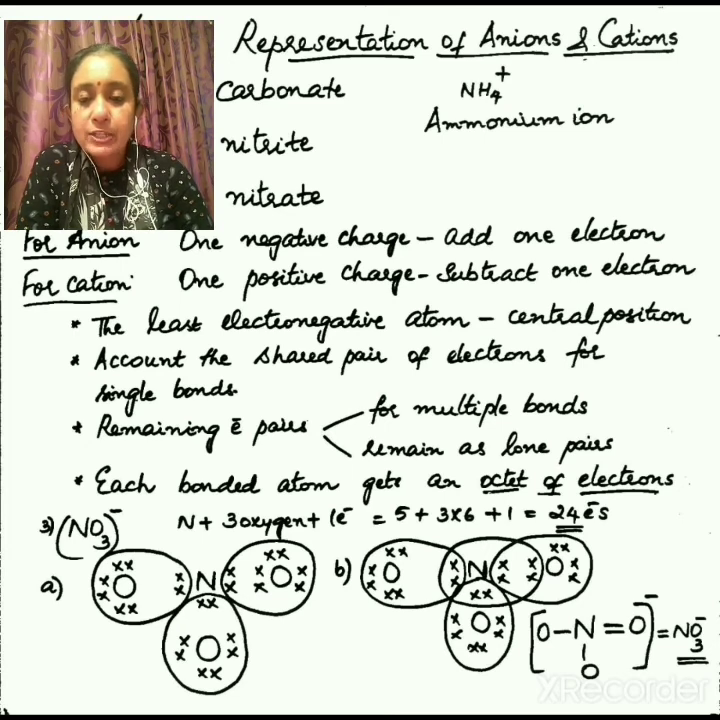Each bonded atom gets an octet of electrons. After bond formation, when you count the total number of electrons around each atom, we should get it as 8. So each bonded atom should get an octet of electrons. So these are the rules to be followed.